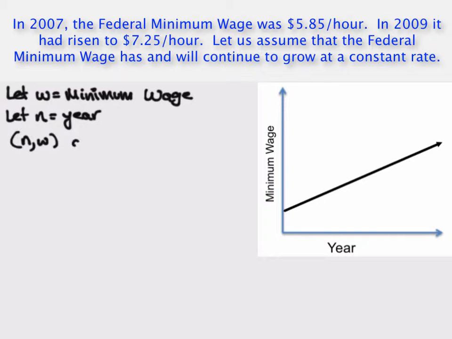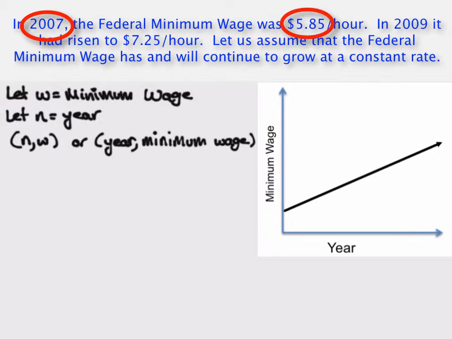So in this case, all our ordered pairs will be of the form N, W, or year, minimum wage. And my claim is that from the information we're given, we can create two ordered pairs about the year and what the federal minimum wage was in that year. In 2007, the federal minimum wage was $5.85. So we get the ordered pair 2007, 5.85.